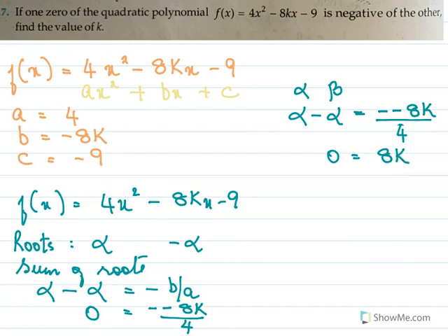So this is 8k over 4. So 0 equal to 2k, k equal to 0 over 2. So 0 equal to k.